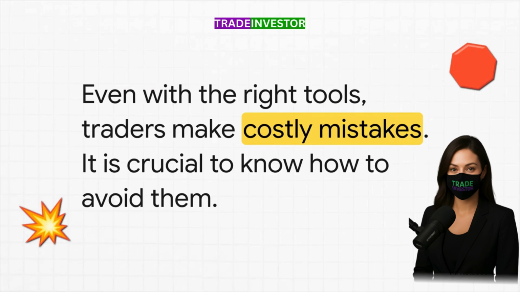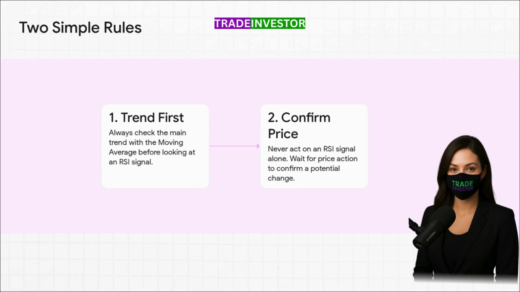Now look, having the right tools is a massive step forward, but it is not a guarantee of success. In fact, it's incredibly easy to misuse these tools and make some really costly mistakes. So let's make sure that doesn't happen to you. Here are two simple rules to act as your guardrails. Number one, always check the trend with the moving average first before you even glance at the RSI. The trend is your guide.